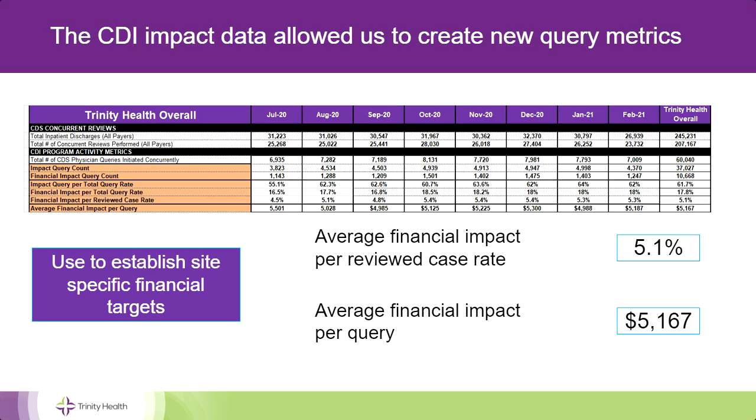So our average financial impact per reviewed case is 5.1%, and that's a Trinity benchmark. That is the average for the organization as a whole. Some sites are lower, some sites are higher. And we really, for fiscal year 22, fine-tuned this.